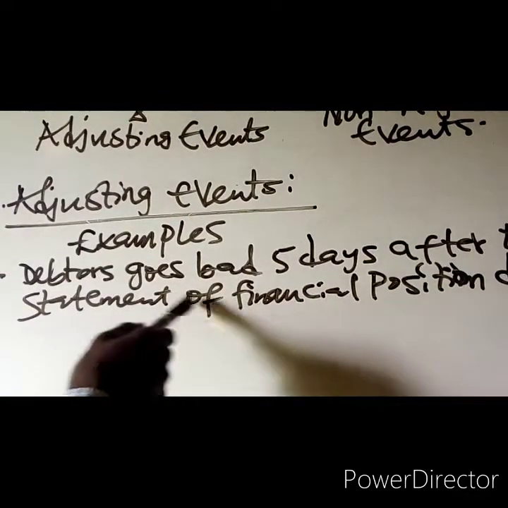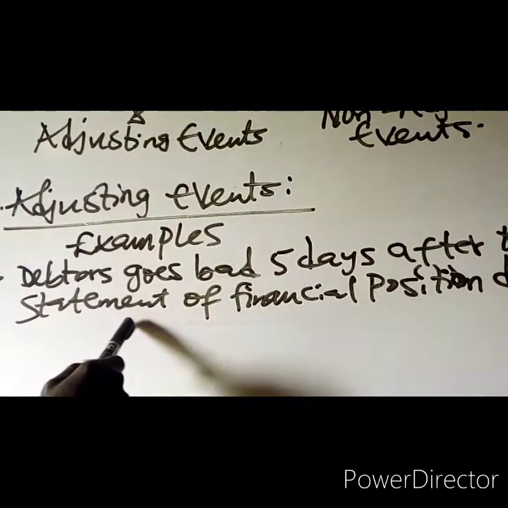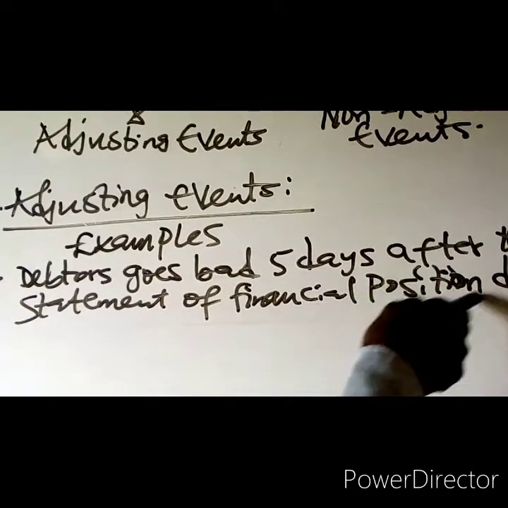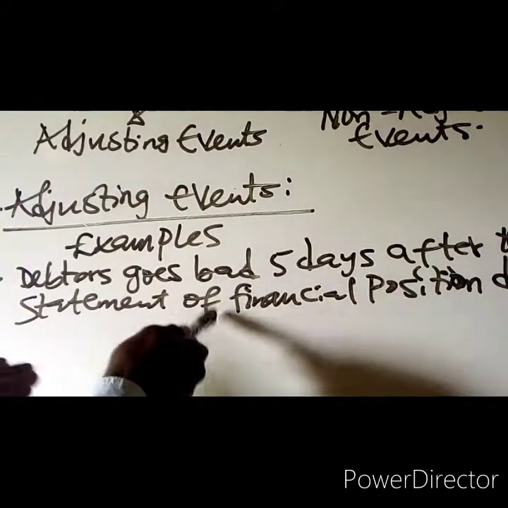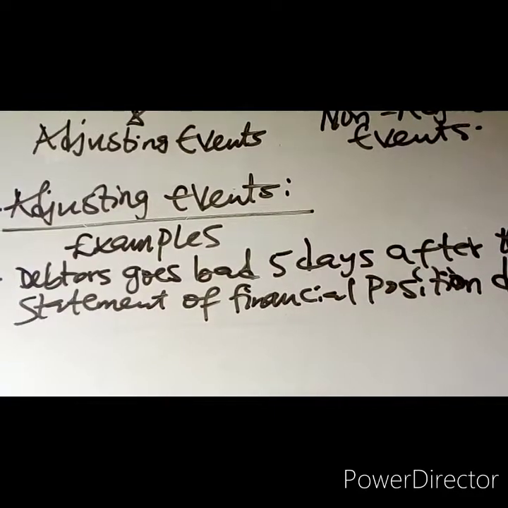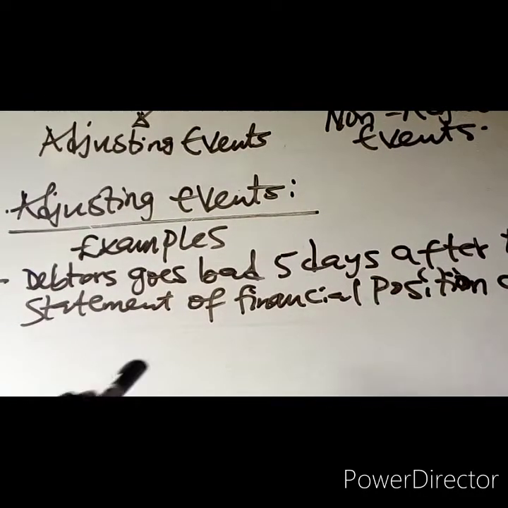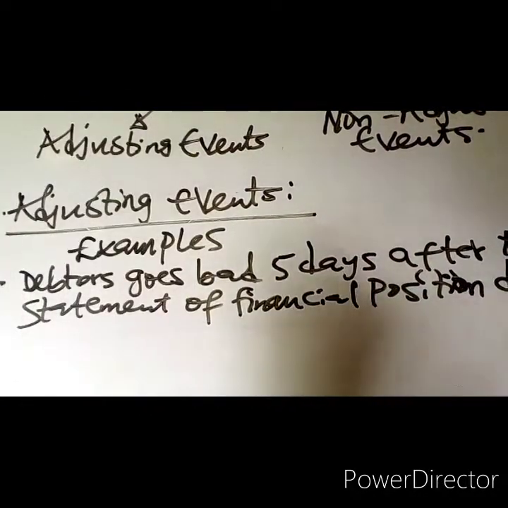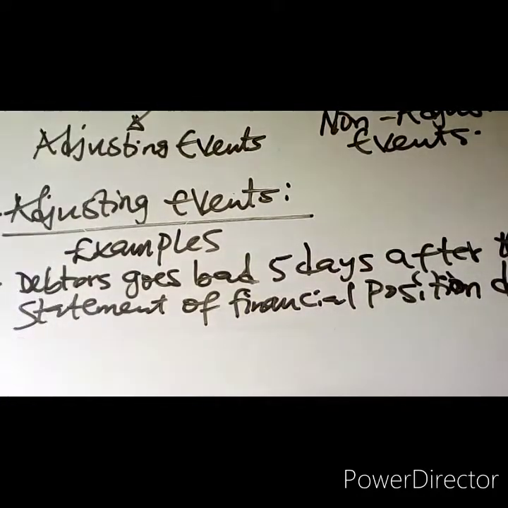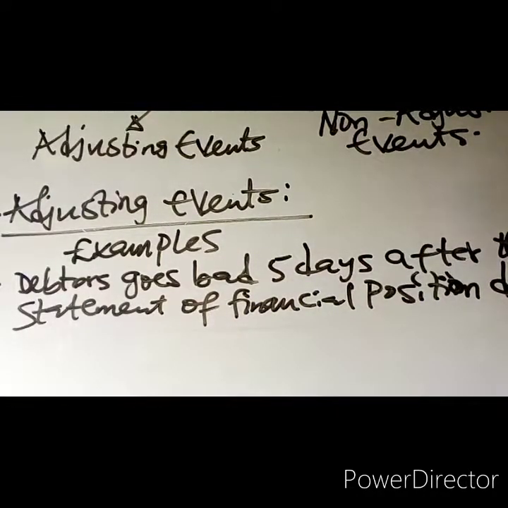If the debtor goes bad 5 days after the statement of financial position date, that shows that the debtor had already gone bad. The debtor had gone bad at the statement of financial position date.